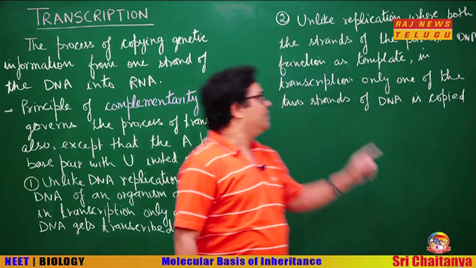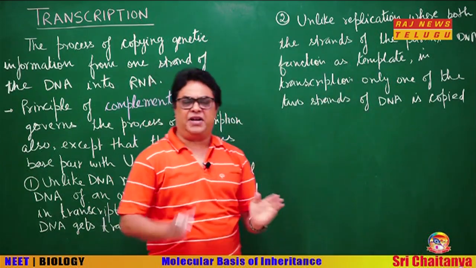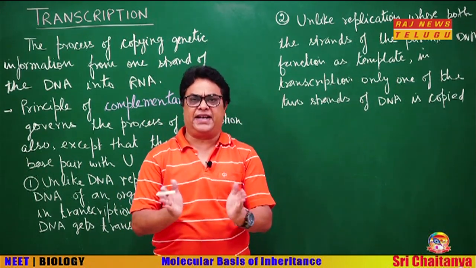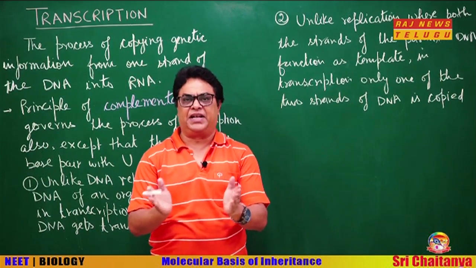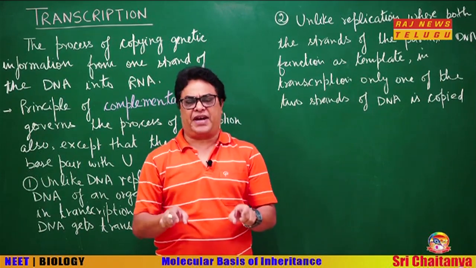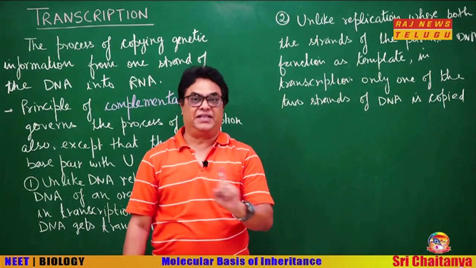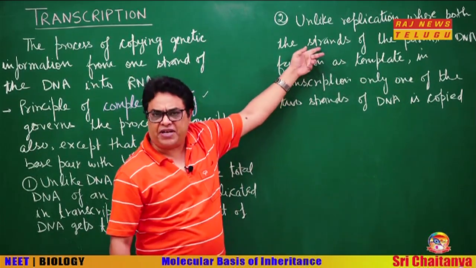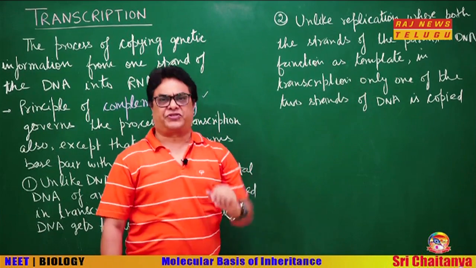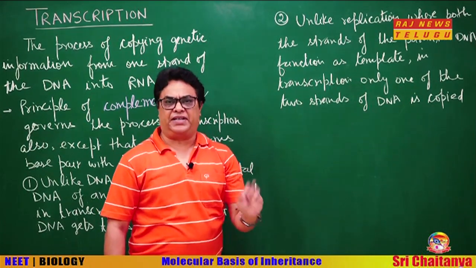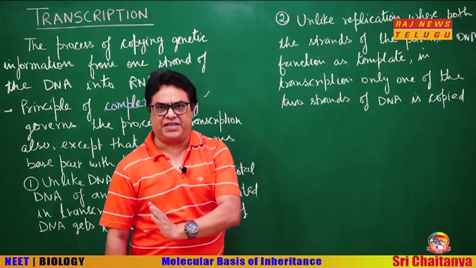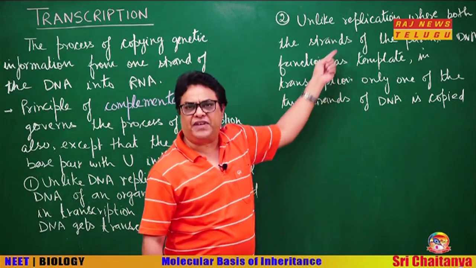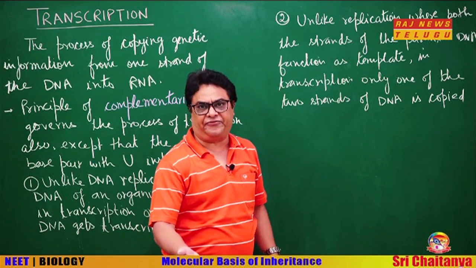Second difference: you saw that during DNA replication, both the strands of the parental DNA functioned as template. On both of them, new strands of DNA were synthesized, but this is not the case during transcription. During transcription, only one of the two strands of DNA is copied; the other strand does not participate in the process. So, transcription of only one of the two strands of DNA takes place. This is another difference.